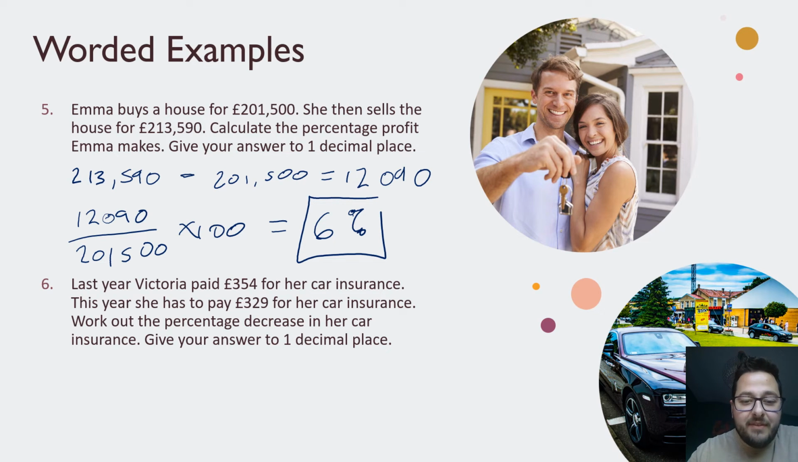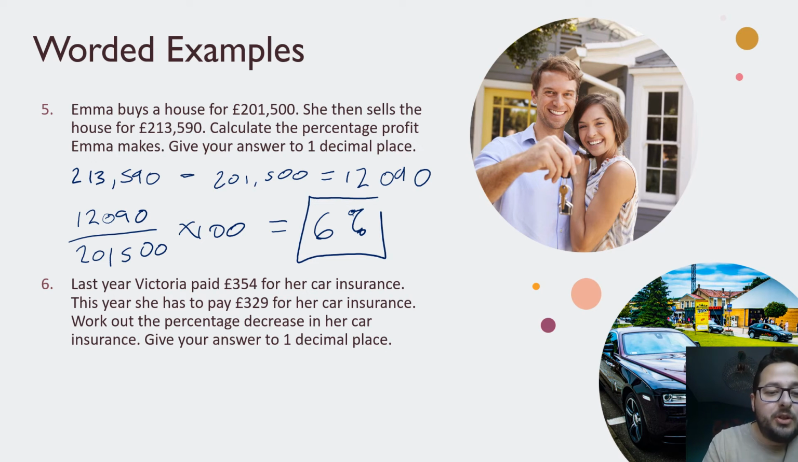So it says here, last year Victoria paid £354 for car insurance, and this year she has to pay £329 for car insurance. So it's gone down, so she's obviously not had any accidents or anything. It says work out the percentage decrease in her car insurance.